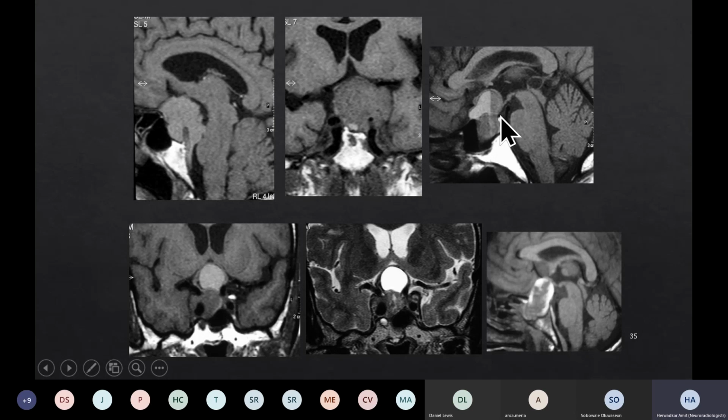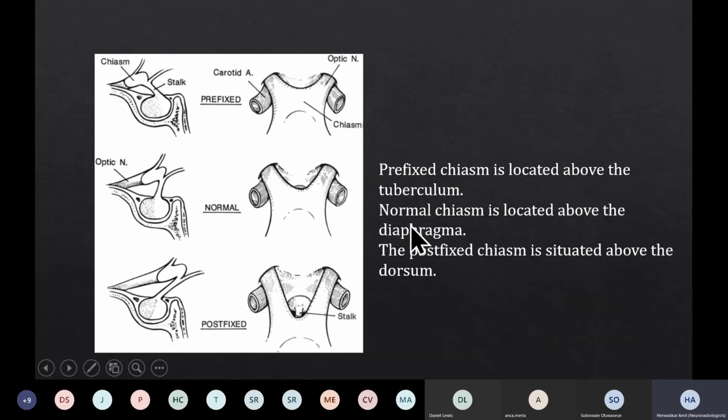Another concept to mention in terms of the optic chiasm is to describe its relationship to the sphenoid sinus itself. Whilst here you can see the optic chiasm is much more anterior, in this patient here, the optic chiasm is much more posterior. And this concept is important to describe where the optic chiasm is in relation to the pituitary.